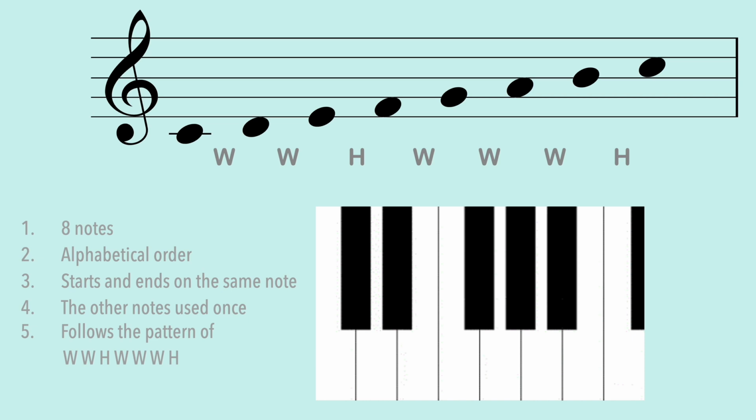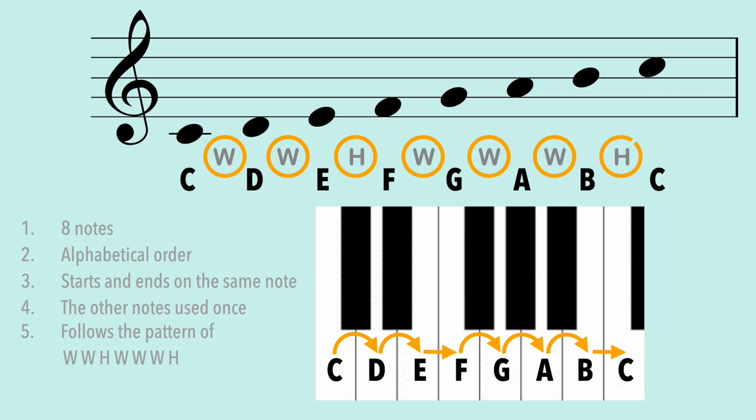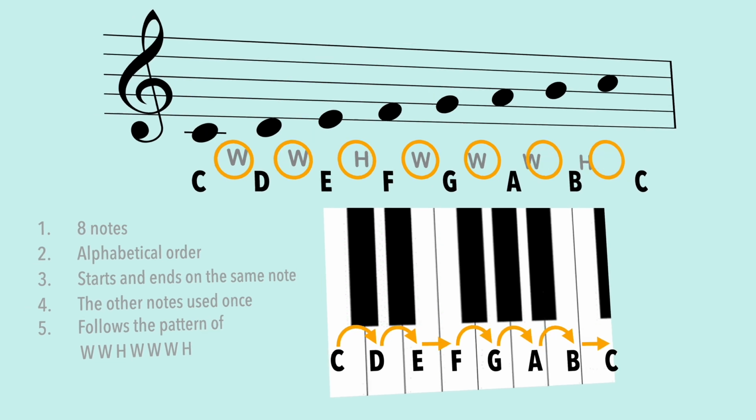C major is played on the following keys: C, D, E, F, G, A, B, C. C to D is a whole step, and D to E is a whole step, but E to F is a half step. Then F to G, G to A, and A to B are all whole steps, and finally, B to C is a half step.